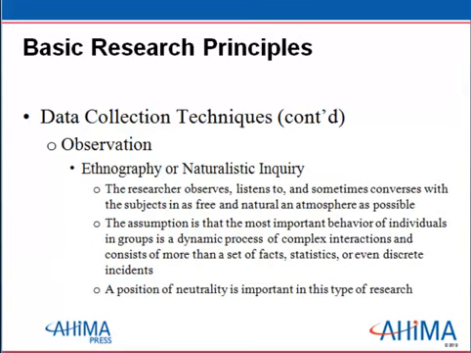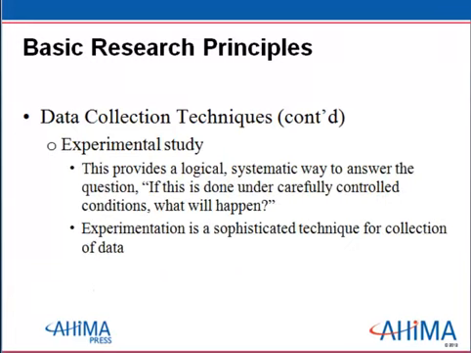Another type of observation is naturalistic observation. Using this method, the researcher observes, listens to, and sometimes converses with the subjects in as free and natural an atmosphere as possible. The assumption is that the most important behavior of individuals and groups is a dynamic process of complex interactions and consists of more than one set of facts, statistics, or discrete incidents. A position of neutrality is important in this type of research.